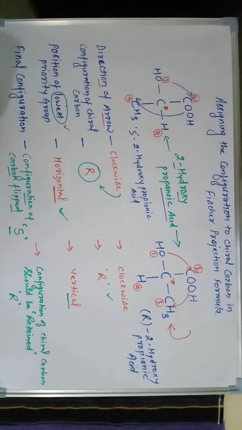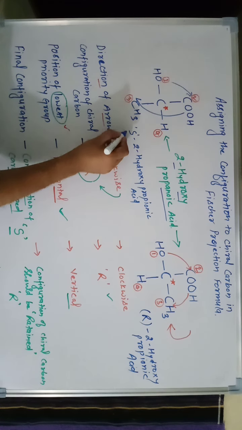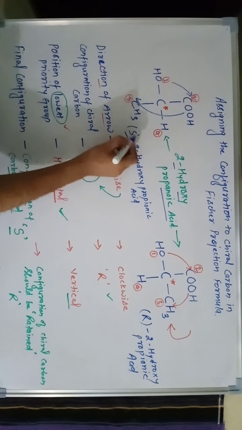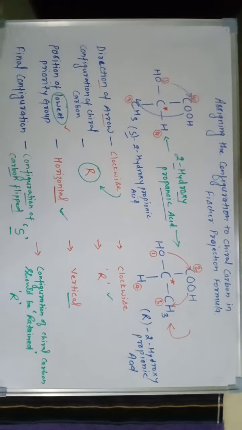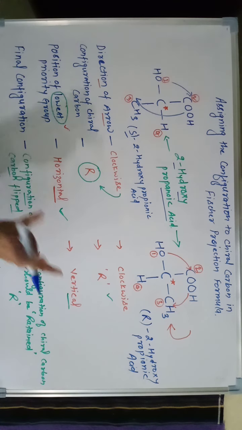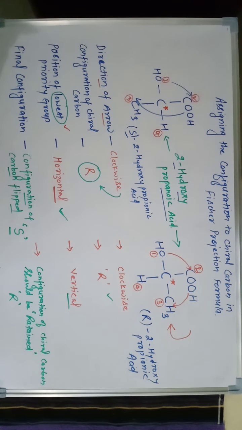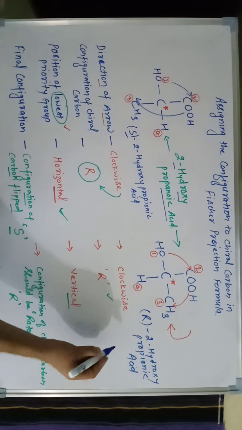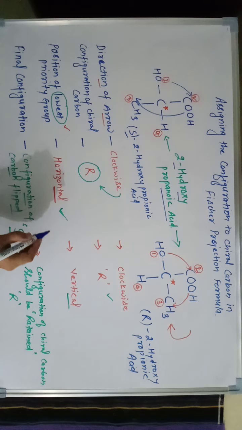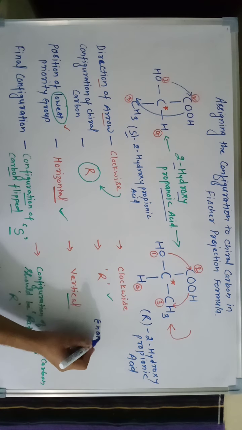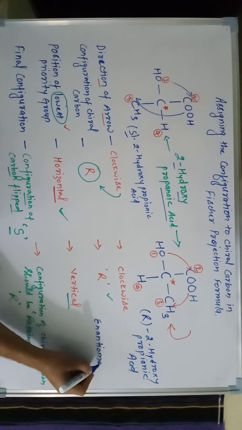Now I want to ask a question to all of you. If this is S-2-hydroxypropionic acid and this is R-2-hydroxypropionic acid, then what is the relationship between these two molecules? In the first lecture of stereochemistry we discussed that if the configuration of a chiral carbon changes from S to R or R to S, both molecules are enantiomers. So these two molecules are enantiomers of each other.